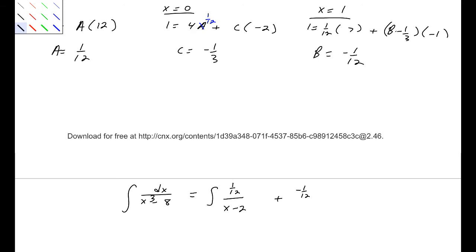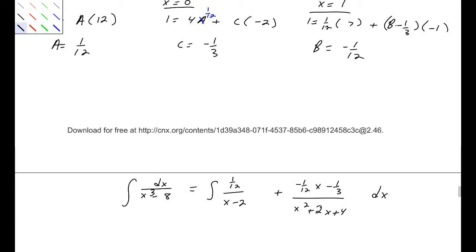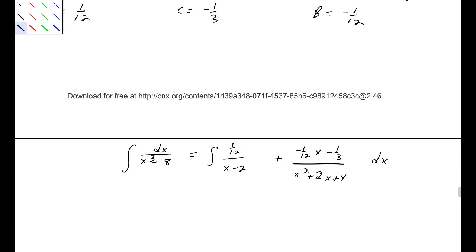Plus negative 1/12 x minus 1/3 over x squared plus 2x plus 4, and that's all with a dx. Alright, so I'm going to go ahead and factor a 1/12 term out of each of these. Actually, this first one, I know what that's going to be. That is 1/12 natural log absolute value of x minus 2. Okay. Now this next one, I'm going to factor a negative 1/12, so I'll make that minus 1/12.